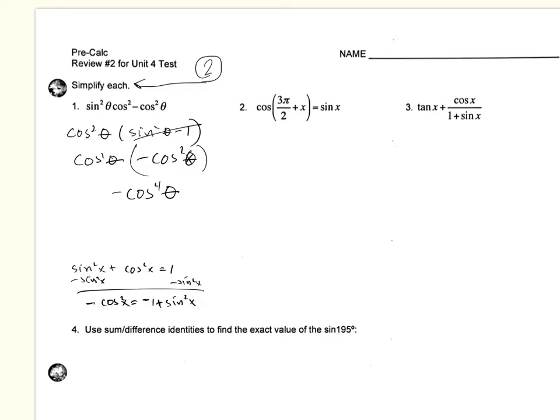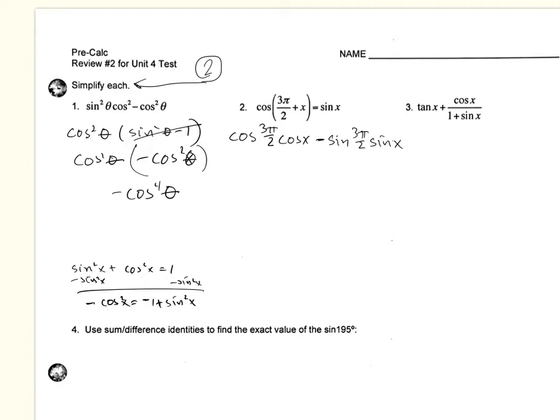Number 2 is a sum identity, because you can see the parentheses, you can see the plus sign. So you would do cosine of the first angle times cosine of that second angle. Now with cosine, you don't use the same sign. So since we're adding, this is going to be a minus. And then it goes sine of that first angle, sine of the second angle.